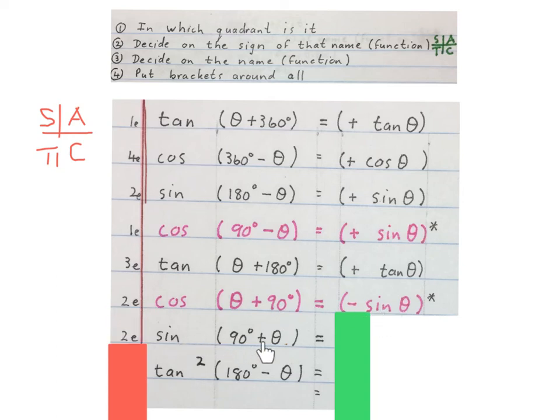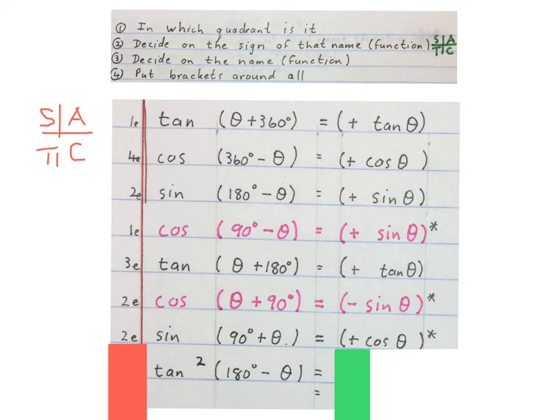Sine 90 degrees plus theta is in the second quadrant. Final answer plus cos theta. Now let's do one small sum together. Here is a tan square bracket 180 degrees minus theta, close the bracket. Now your trig writing and what you were taught in this video will all kick in together.